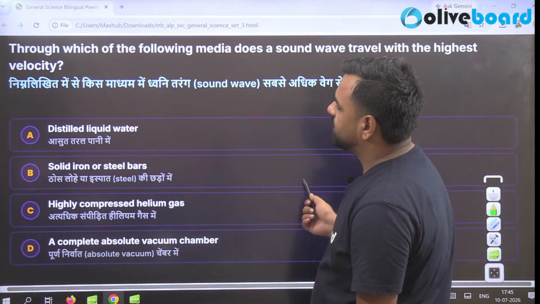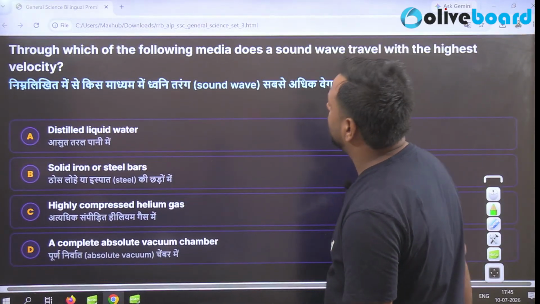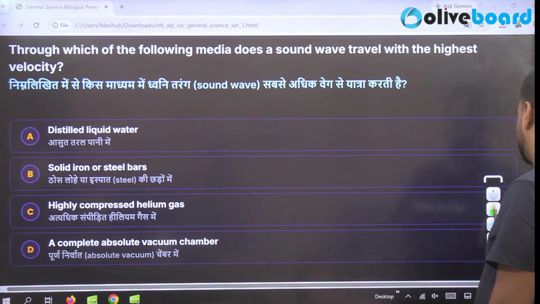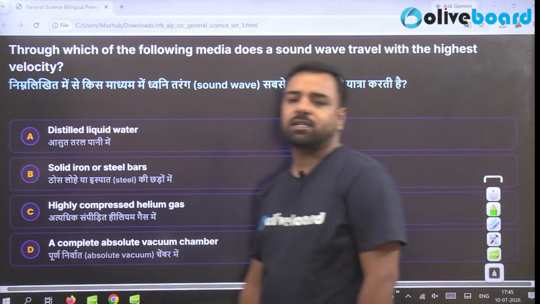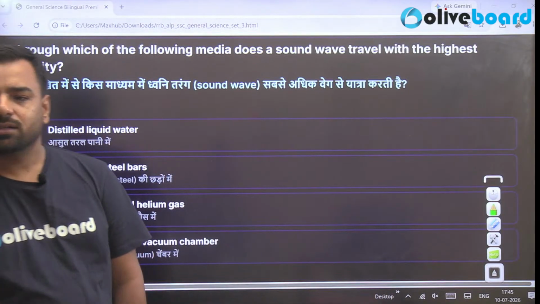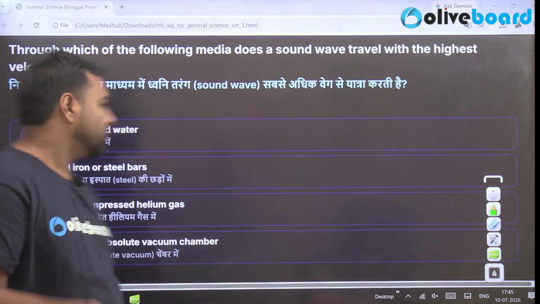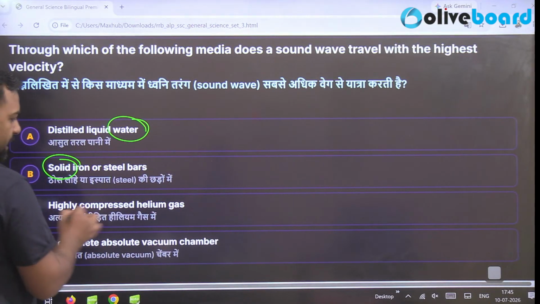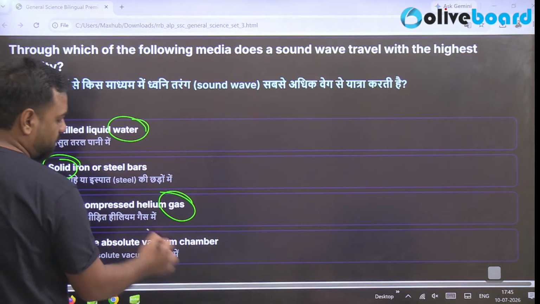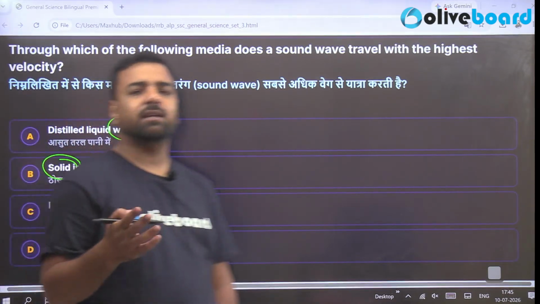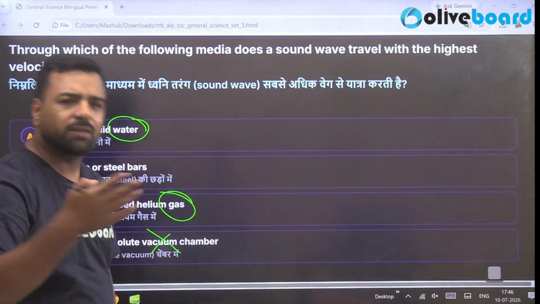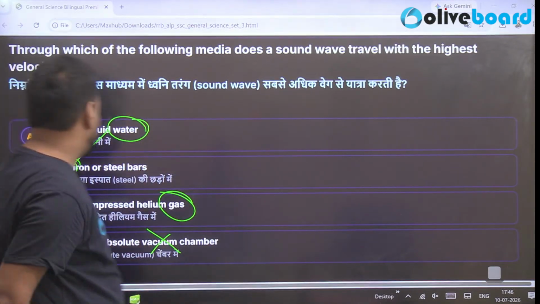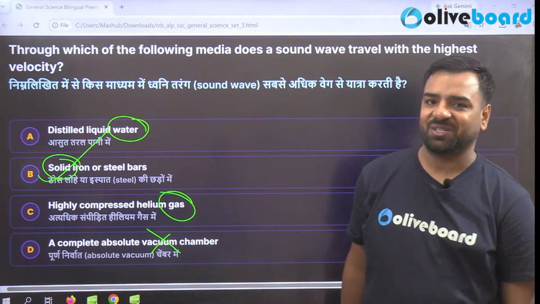Next is from the physics again, and the question is, which of the following media does a sound travel with the highest velocity? So solid is on the top, second is liquid, third one is gas, and it doesn't travel in the vacuum as we know. So it's distilled liquid water, solid iron, highly compressed helium gas, or vacuum. So vacuum, because sound is a mechanical wave, it cannot travel through vacuum. And do not get confused with these options. They are simple. So just link it with the solid, and solid iron or steel bars will be the perfect option for the same. Right?